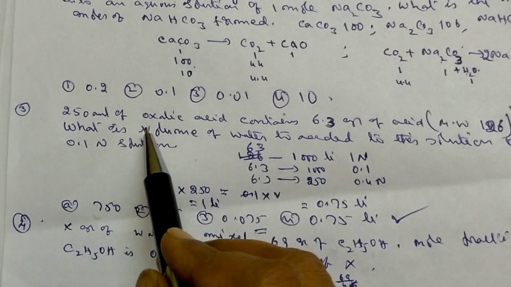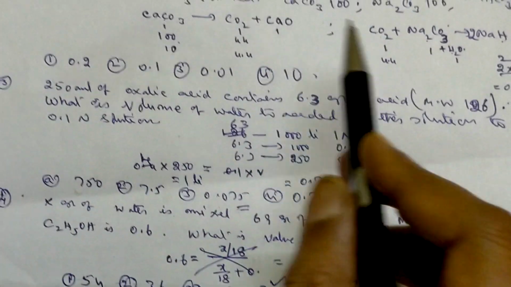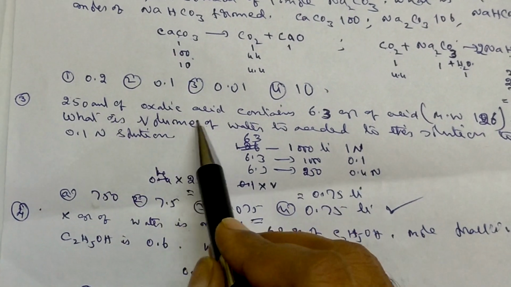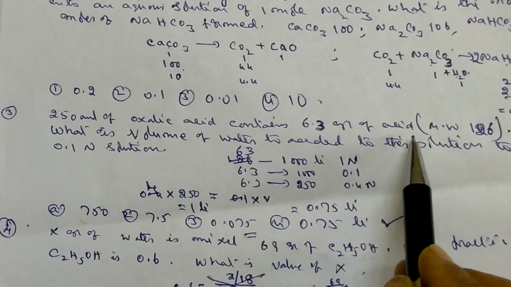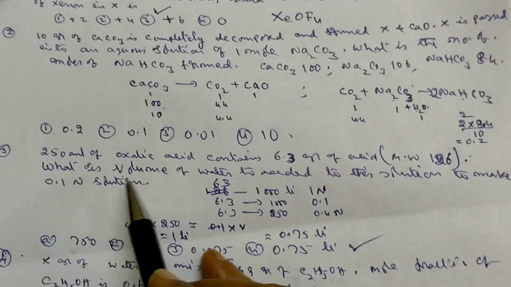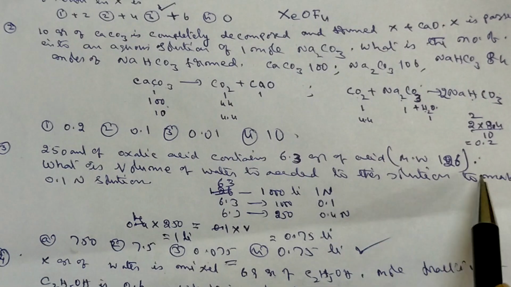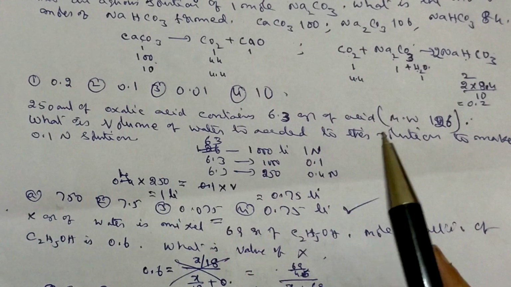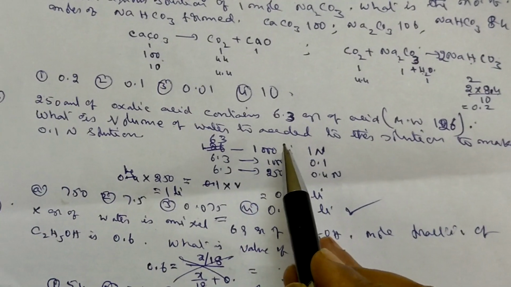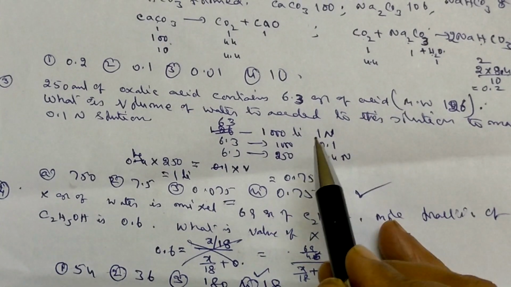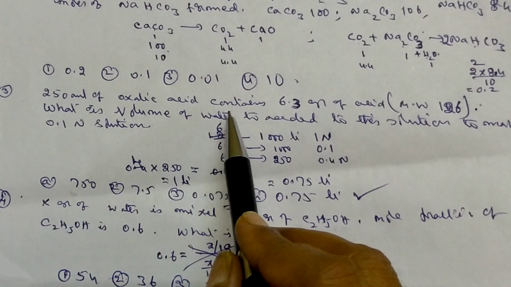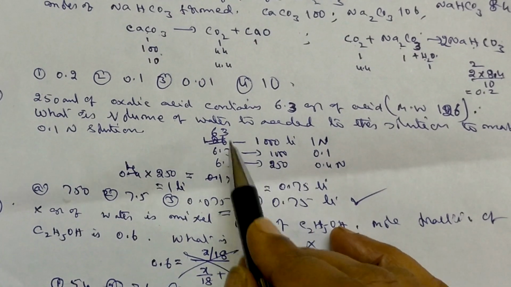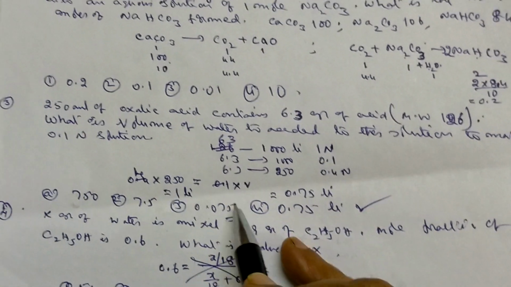Next question. So here so many equations and molecular weights and so many things he has given. NIT question actually. 250 ml of oxalic acid contains 6.3 grams of acid. Molecular weight 126. What is the volume of water to be added to the solution to make a 0.1 normal solution? Here the normality is given, oxalic acid, molecular weight and all. You know gram equivalent weight, GEW, we have already seen. Oxalic acid GEW is 63 grams. That means 63 grams, if it is in 1 liter, it is 1 normal.